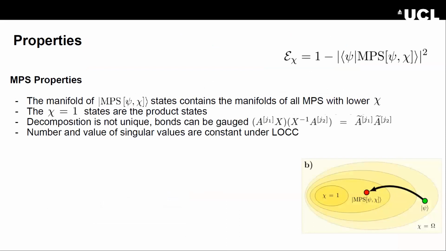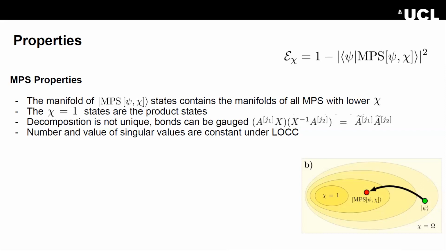Okay, we've talked a little bit about this. I'll move through this fairly quickly. The manifold contains the manifold of all MPS with lower chi. And as we talked about, the chi equals 1 states here are the product states. This second idea was where this work came from. I was looking for a really efficient way to calculate the geometric entanglement. And then we just let chi vary and saw what we got.